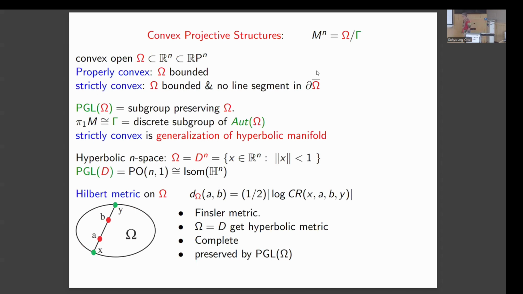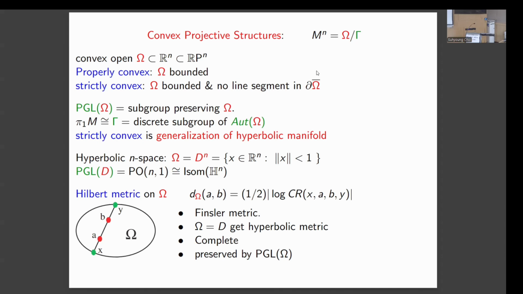So now I'm going to specialize to convex projective manifolds. So these are a special kind of projective manifold. They're the quotient of a domain omega in real projective space by a group gamma of projective transformations that preserve omega. And so this subset omega is a convex set. Any two points in omega can be joined by a segment of a projective line in omega.